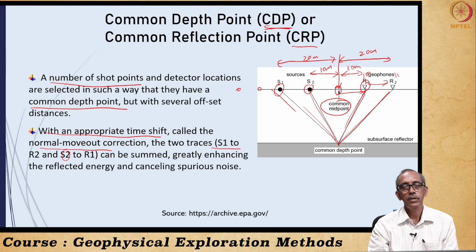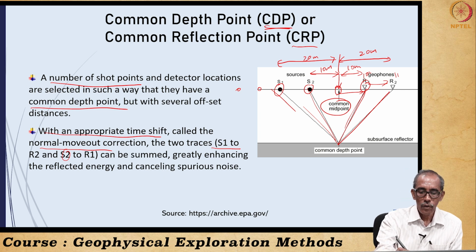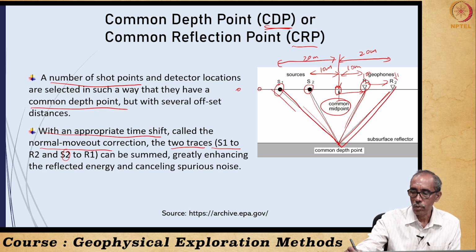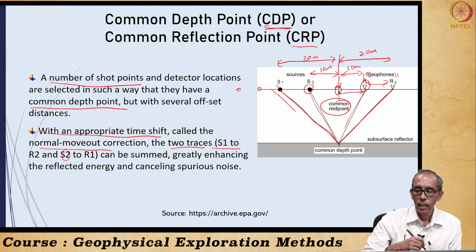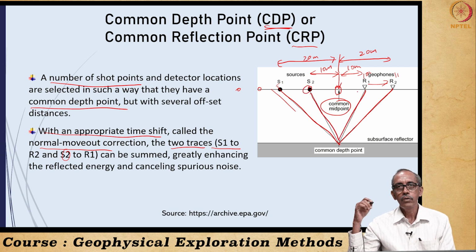That means we try to correct for the times. How are we going to do that? If you look at the two traces, one from source 1 to R2, from here to R2, and the next trace from S2 to R1, we have two traces.